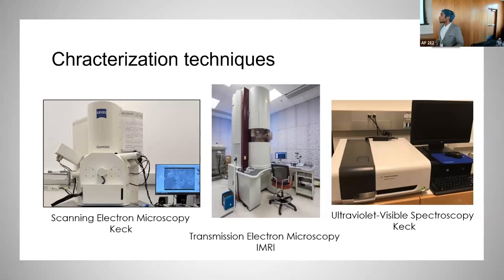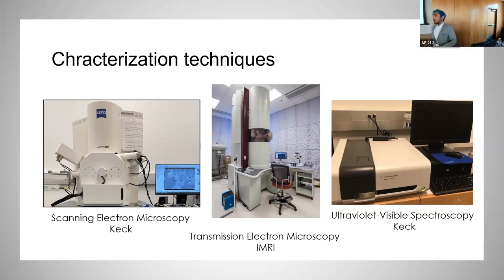So in order to describe the data that I obtained, I utilized certain characterization techniques, such as scanning electron microscopy, transmission electron microscopy, and ultraviolet visible spectroscopy. Scanning electron microscopy allows you to obtain the surface morphology of a sample, understand size distribution of particles, understand where those particles are located in the sample relative to each other, as well as their overall size.